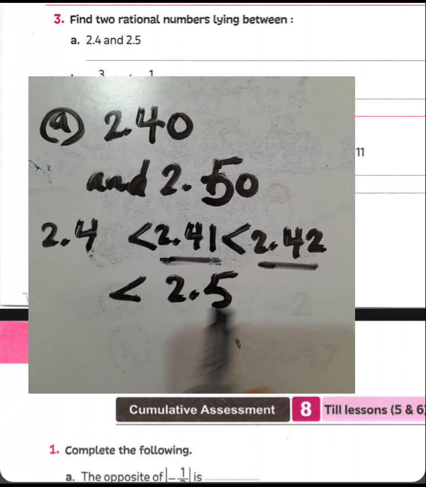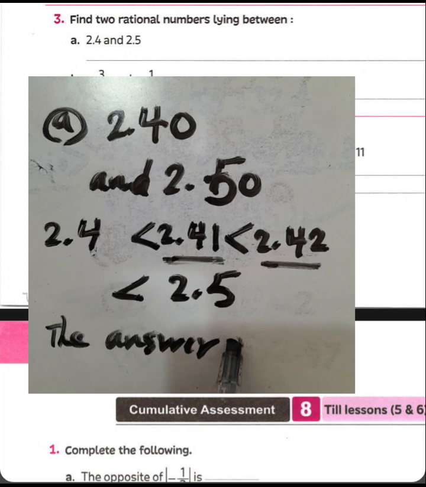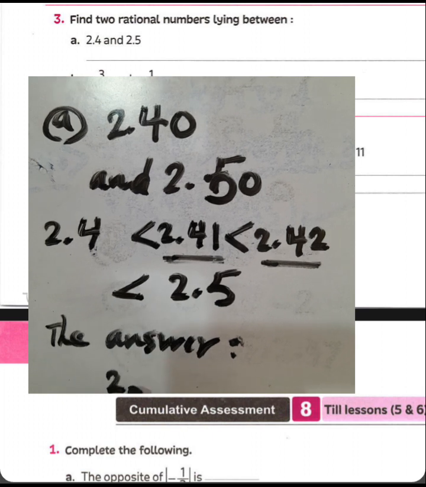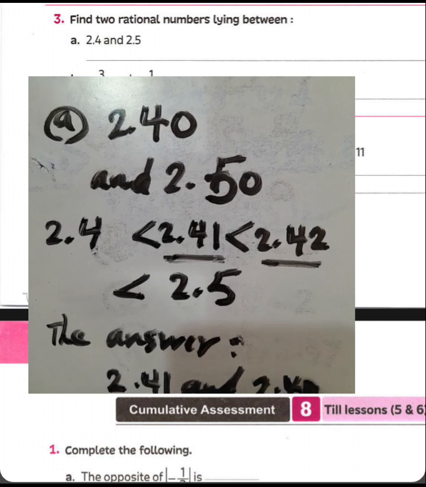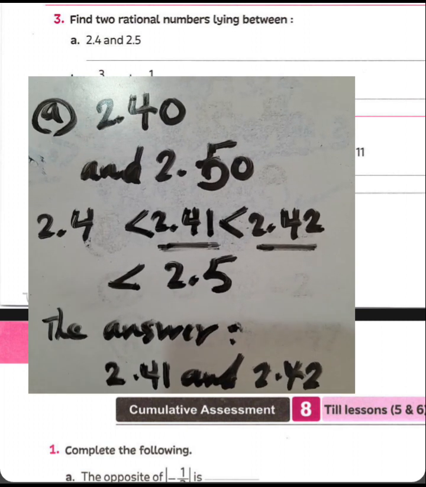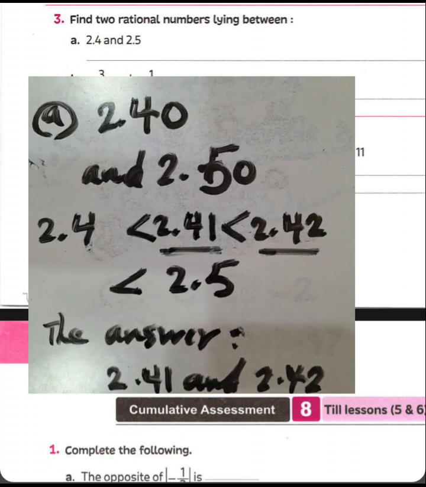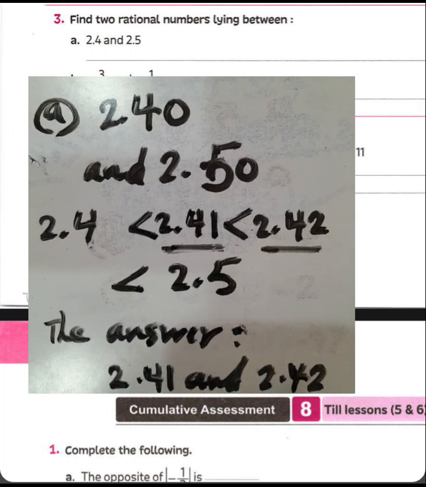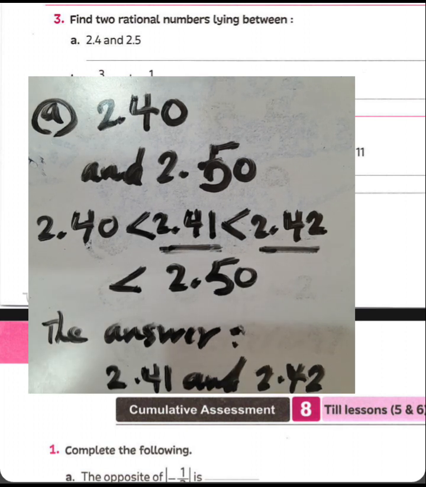The answer will be 2.4... Look right here, 2.41, 41 hundredths, and 2.42. It's the answer to this question. The answer: 2 and 41 hundredths and 2 and 42 hundredths. Understood? We put 0 behind the digits and count from least to greatest.